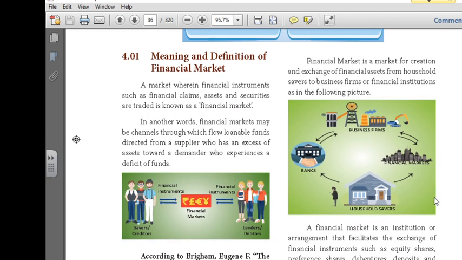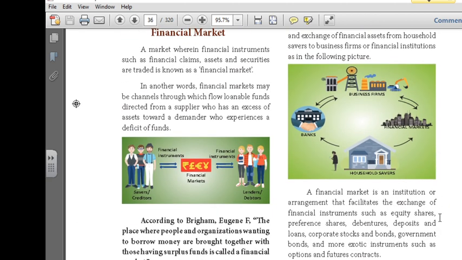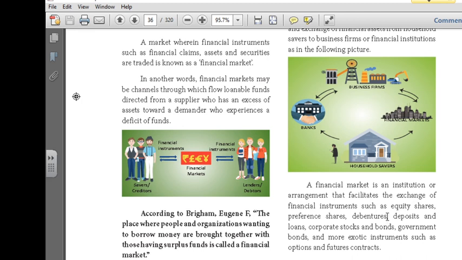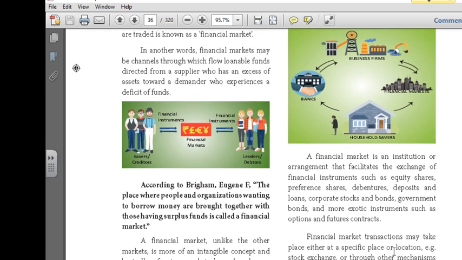So it is an institution or arrangement that facilitates the exchange of financial instruments such as equity shares, preference shares, debentures and deposits. A debenture is like a loan, in the form of a system that will be in written form with rules and regulations. And corporate stocks and bonds, government bonds and exotic instruments such as options and futures contracts.